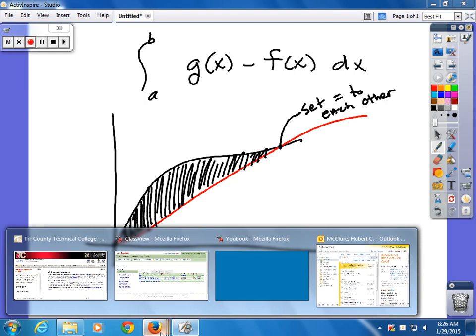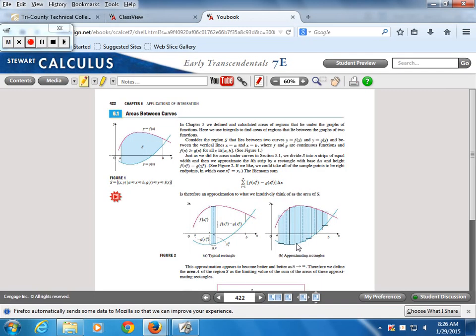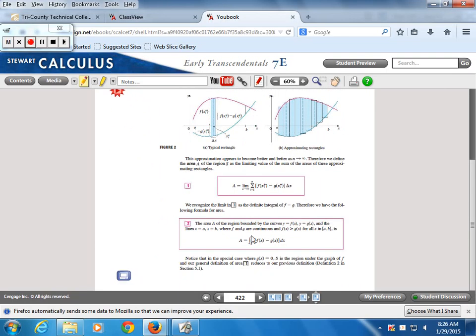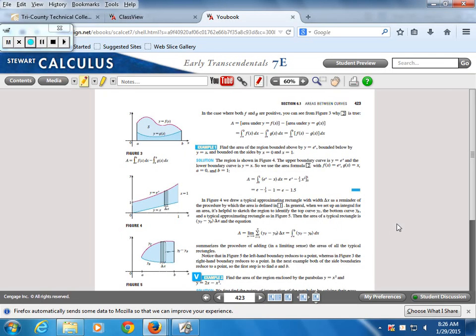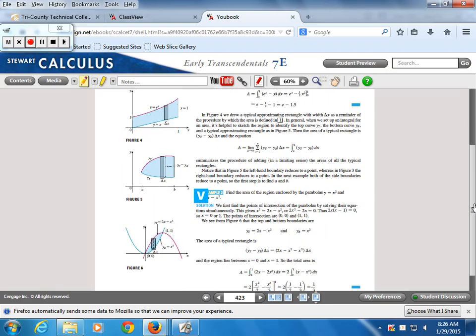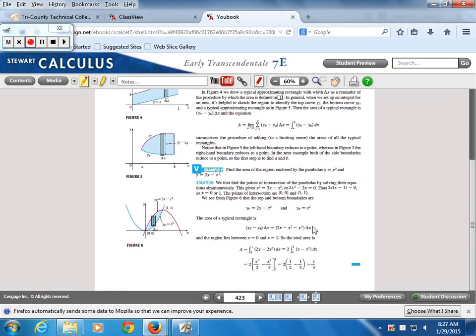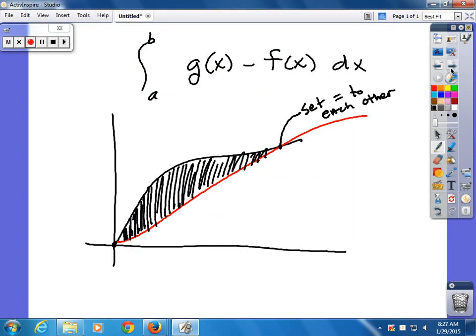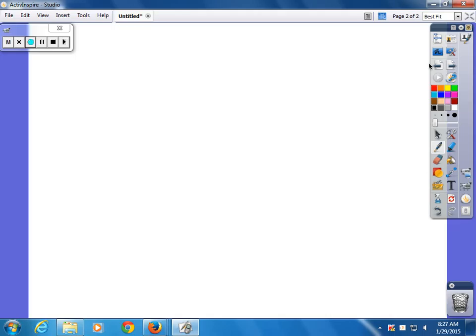So let's try one. Let me find one that's a decent one to start off with. How about negative x squared plus 2x and x squared? Negative x squared plus 2x and x squared. Try that. And draw it first. I want you to draw it. You don't have to draw it perfectly, just draw a sketch of it.